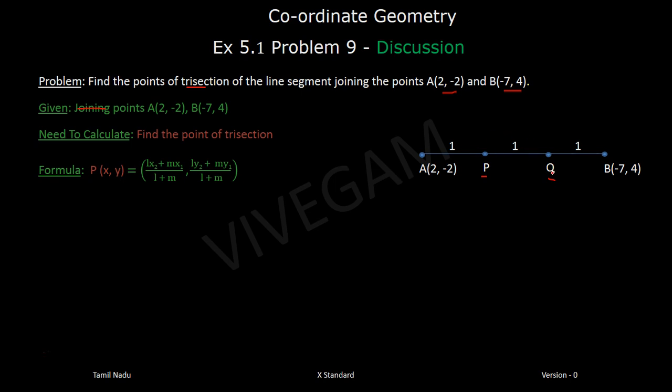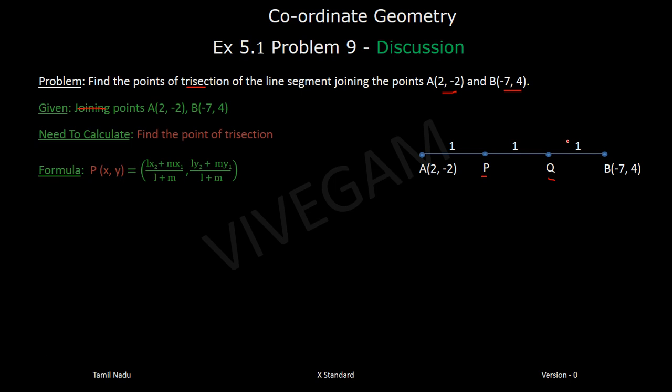Similarly, when you are calculating it for Q, P does not exist for us. We'll have to ignore P, right? So Q will divide AB in the ratio of 1 plus 1, 2, to 1, that is 2:1. L will be equal to 2 and M will be equal to 1. This is the key point here.